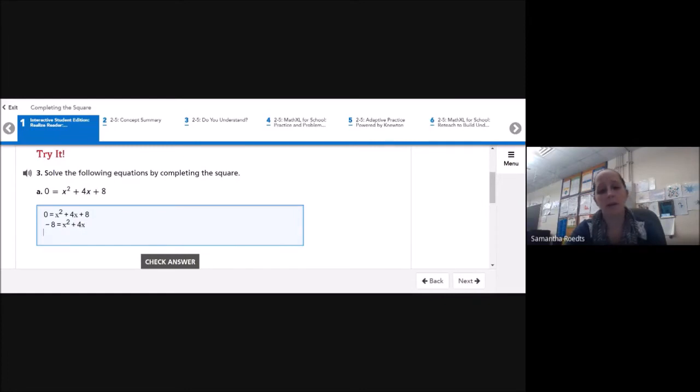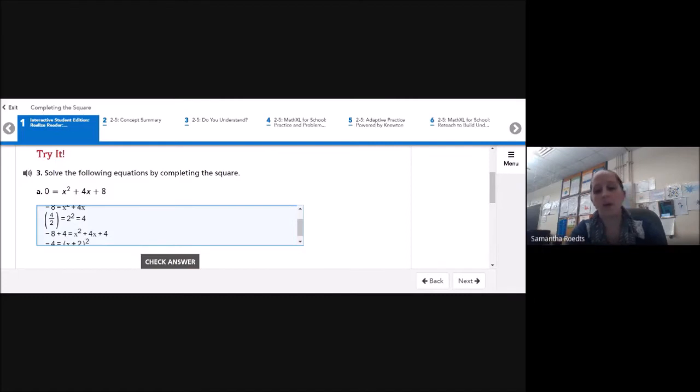Okay. Now I'm going to complete the square. So 4 divided by 2 equals 2. 2 squared equals 4. So I'm adding 4 to both sides. So negative 8 plus 4 equals x squared plus 4x plus 4. Negative 8 plus 4 is negative 4. So that equals x plus 2 squared.